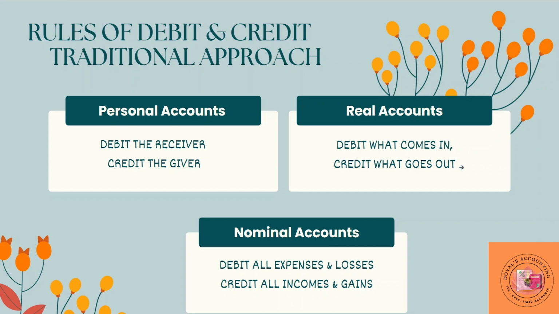So if any asset is coming into the business, as assets are real accounts, that particular asset will be debited. Supposing any real account is going outside the business, for example, cash is being paid, so that means cash is leaving our business. Cash will be credited. The rule is debit what comes in, credit what goes out.